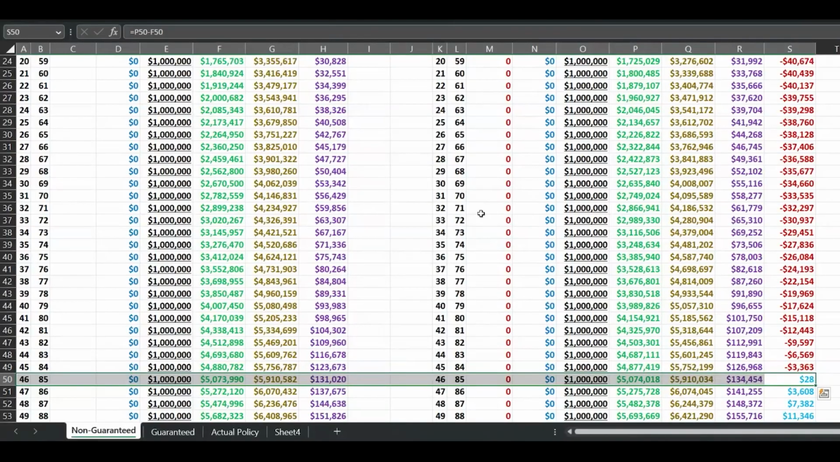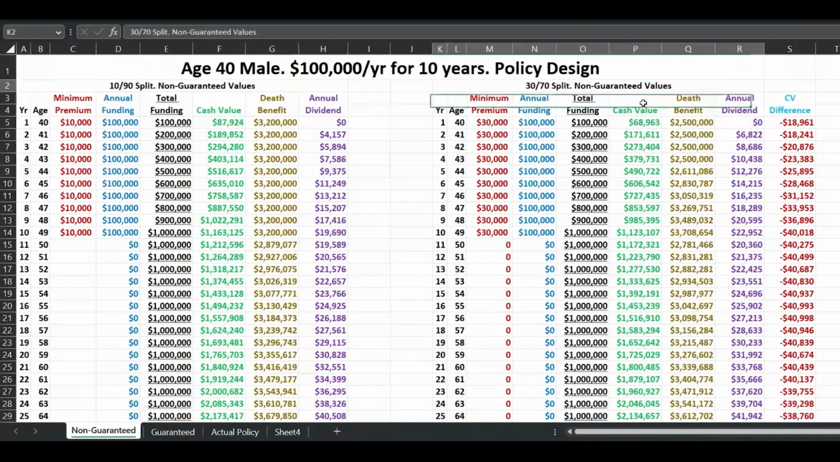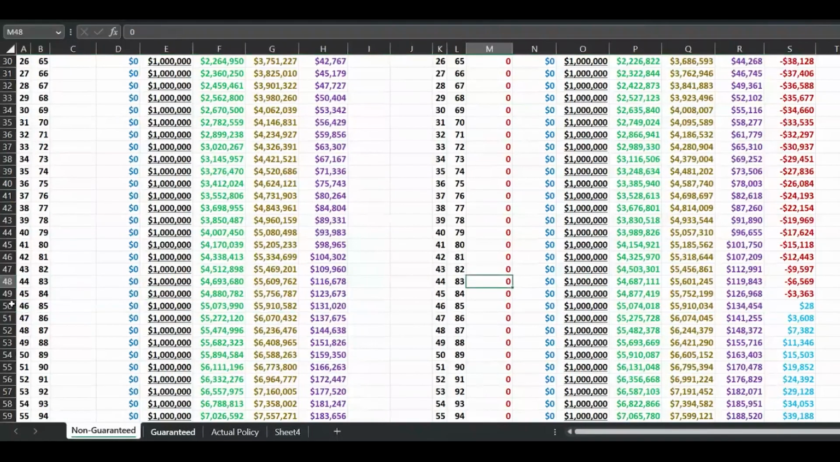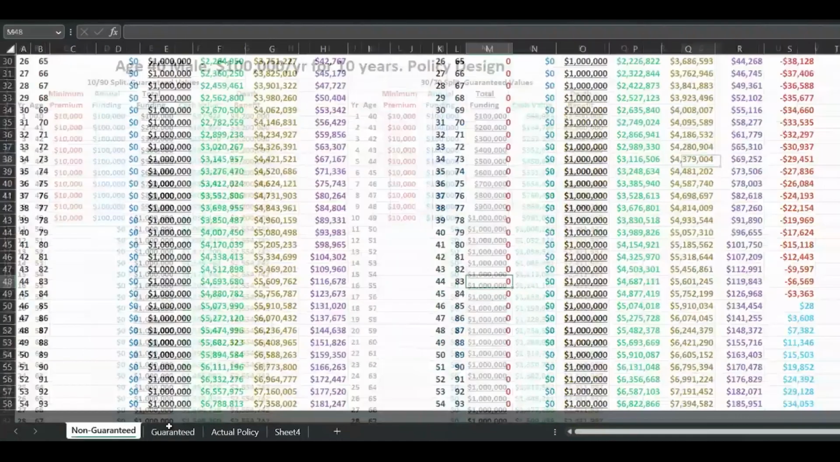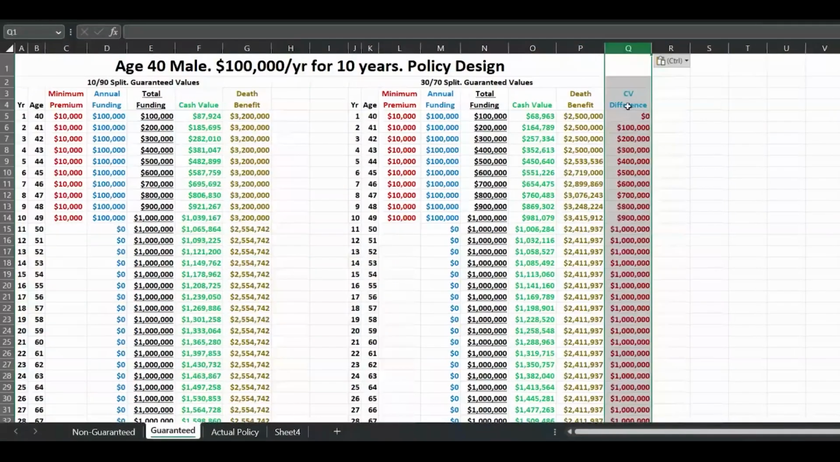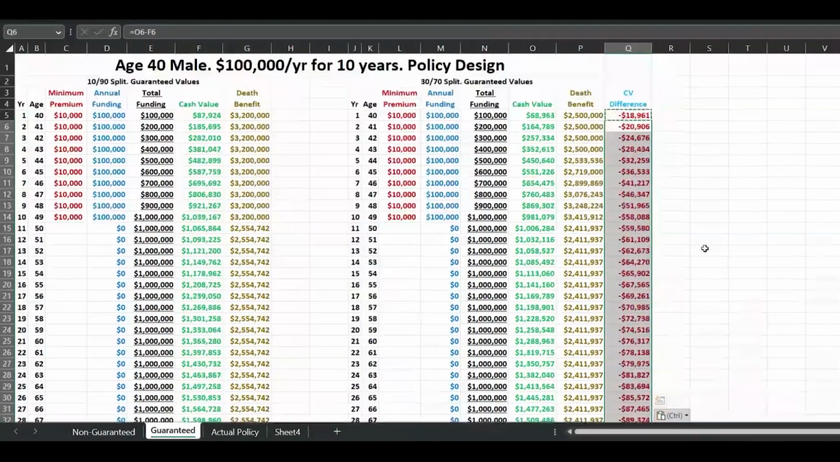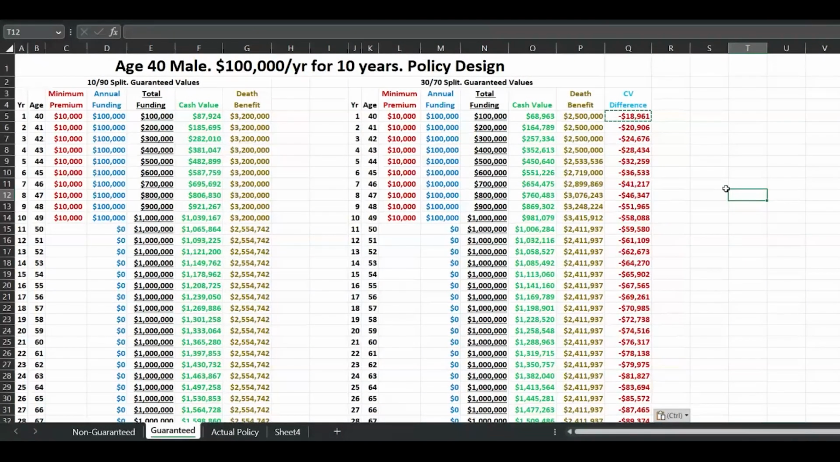But with all that said, here's where I take issue with recommending this type of design. Because again, I'm making more money and saying to the client, you might have more long term. I keep saying might for a reason. Look at the guarantees. Let's do the same thing here. So the guaranteed values are the guarantees. What do you notice about this? Again, 3070, how much more or less I have in cash value compared to the 1090.